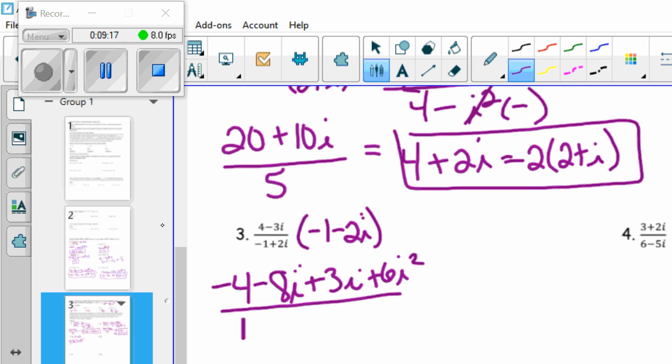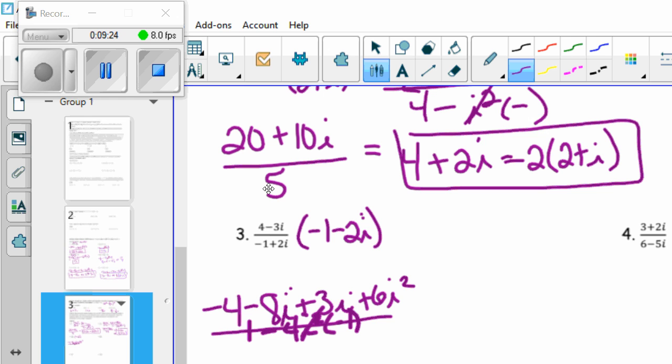So that's 1 minus 4i squared. Again, all of my i squareds I turn into negative 1s. So on top, I have negative 4 minus 6 gets me a negative 10. Negative 8i plus 3i is minus 5i. Over on the bottom, I had 1 minus 4i squared. I changed the i squared to negative 1, so that turns to 1 plus 4, which is a 5.